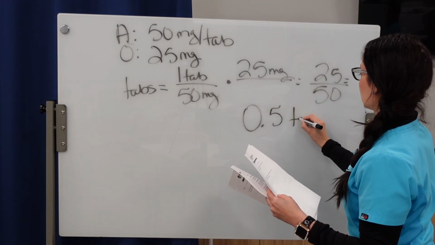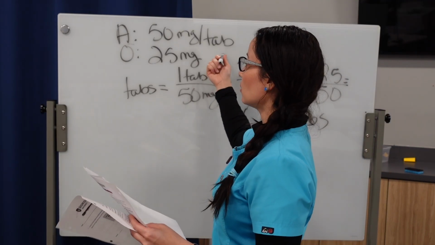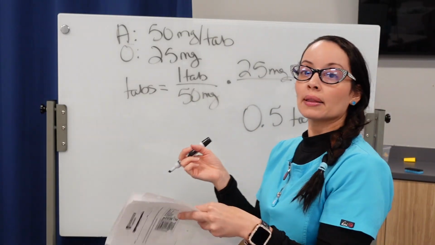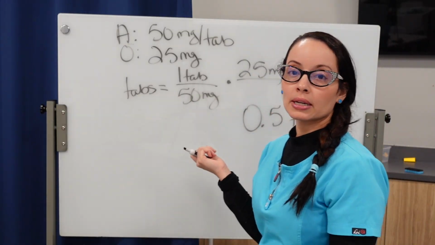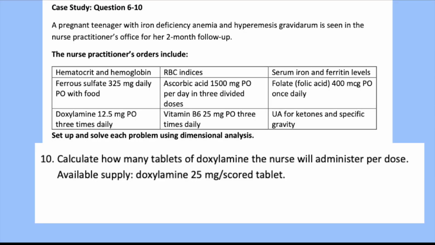you get 0.5 tabs. Now, does it make sense, right? If you think about it, you have a tablet, it's 50 milligrams, the order is 25. You could have done that in your head. All you gotta do is split it in half, but I'm showing you the dimensional analysis way. You just gotta cut the tab in half. It's a scored tablet. In real life, make sure that you can cut the tablet, that it's scored, that it's not a delayed release or extended release, and that you don't start crushing or cutting things you shouldn't be crushing.